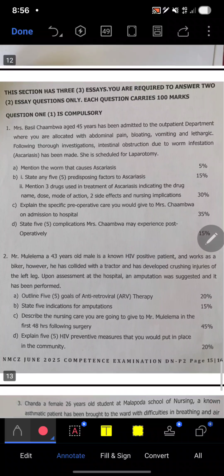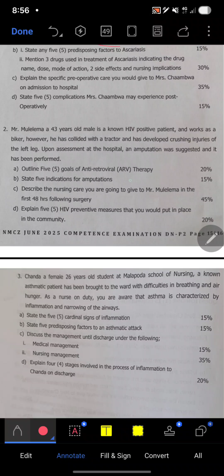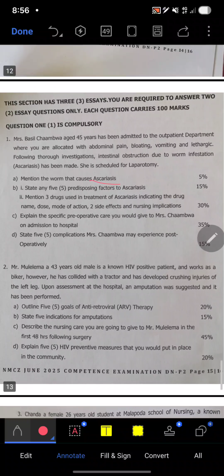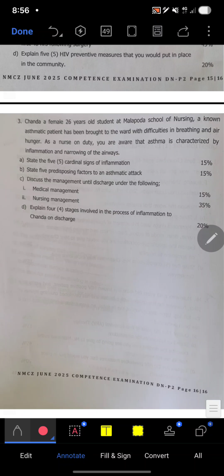So this particular paper had questions for Medsurge, which is acute abdomen with the specific cause of ascariasis. The other question is for, of course, HIV. The other question is, of course, for asthma. So these are the three essays that are in this paper, and we are going to look at all these three essays on how we can attempt them fully.